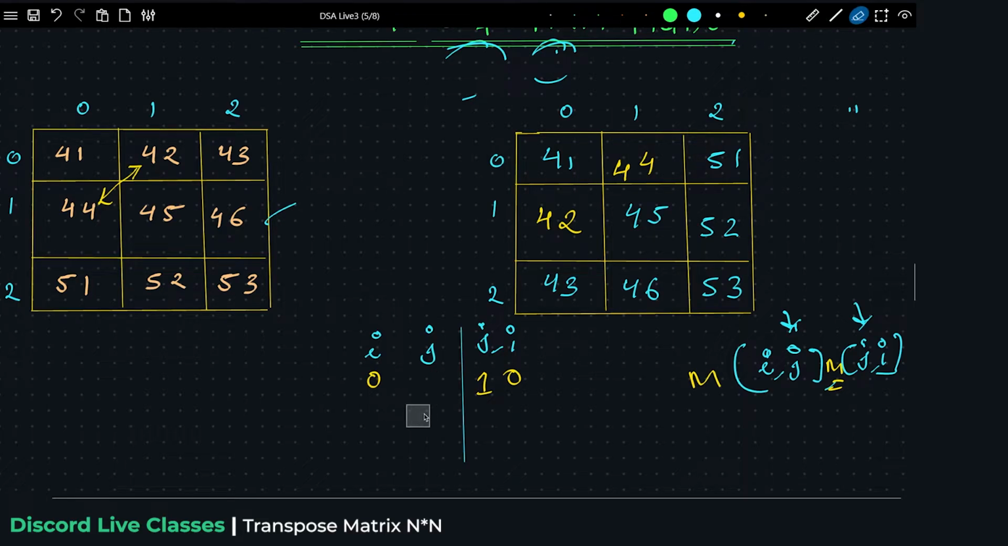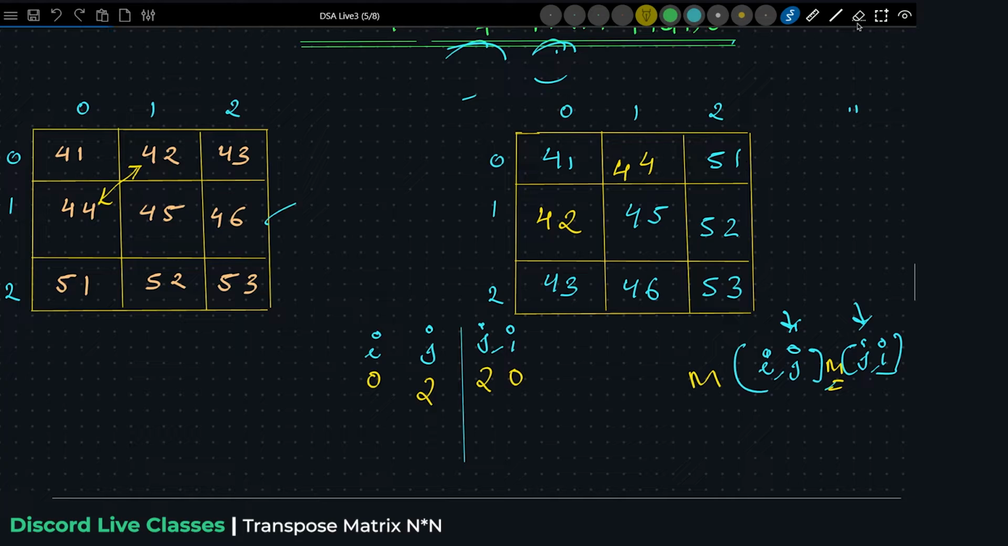Now j will again increment. j will reach 2, right? i remains 0 and j will be 2. So currently 0 comma 2, whatever the value is present at 0 comma 2, that is 43. Swap that value with 2 comma 0. So 43 will be there and 50 will be there. Let me just do it by this.